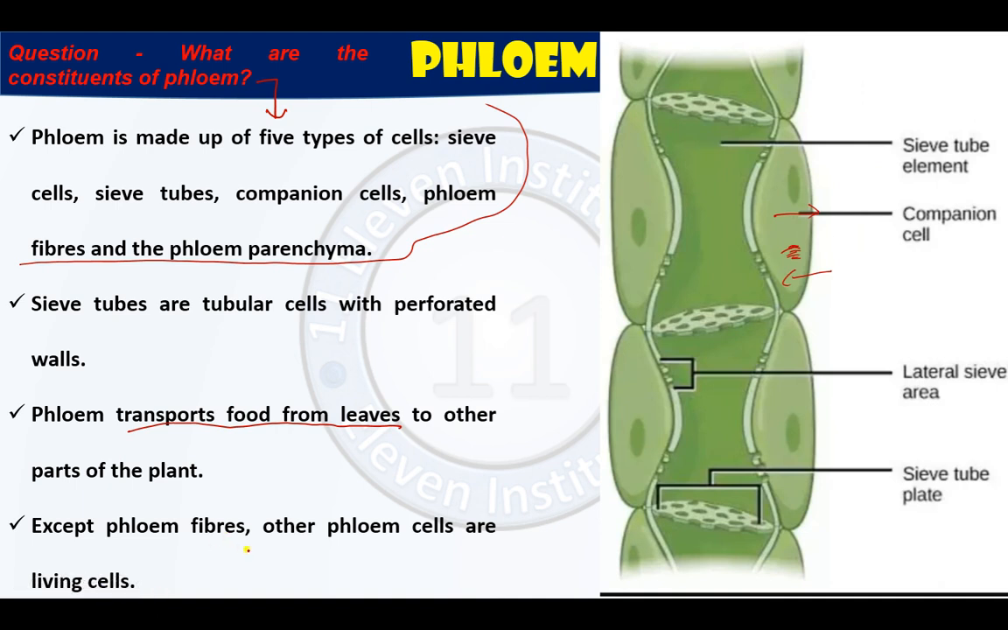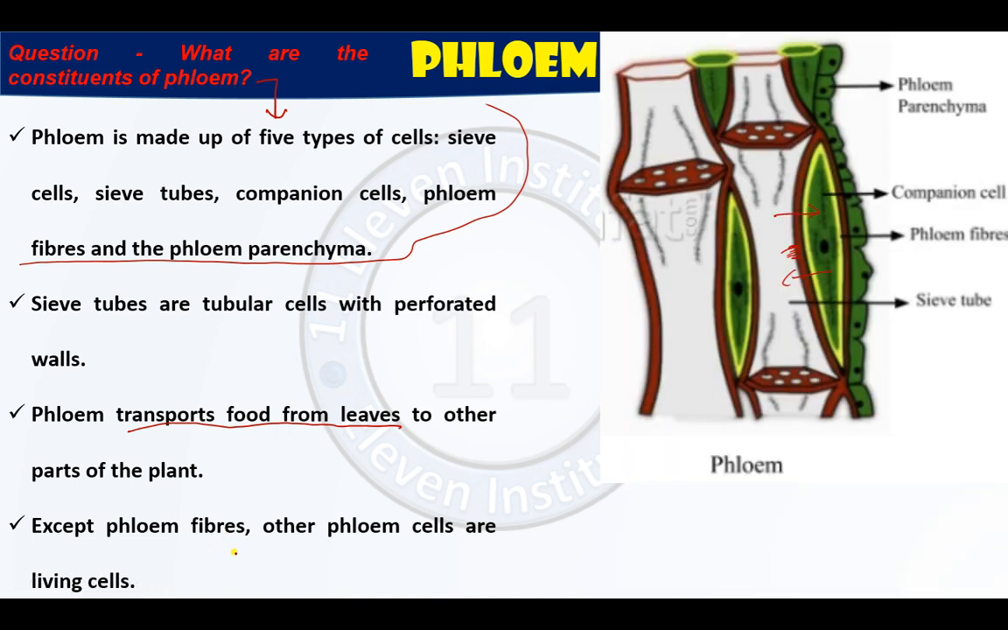Except phloem fibers, other phloem cells are living cells. Except phloem fibers, all others are living. So there are 5 components, but these phloem fibers are dead, while all the others are living. So this is one more basic difference between the xylem and phloem.